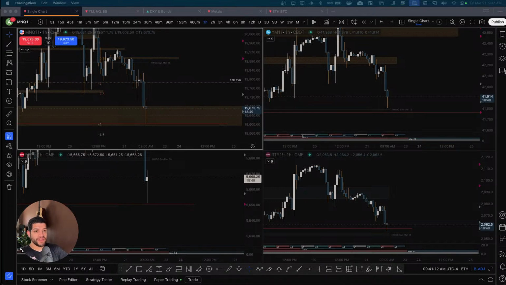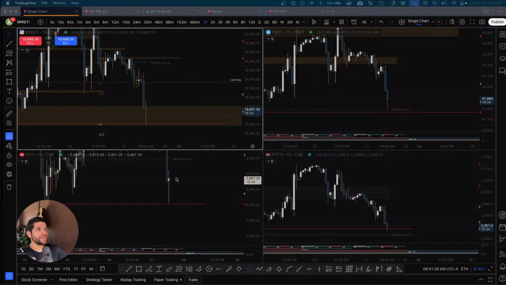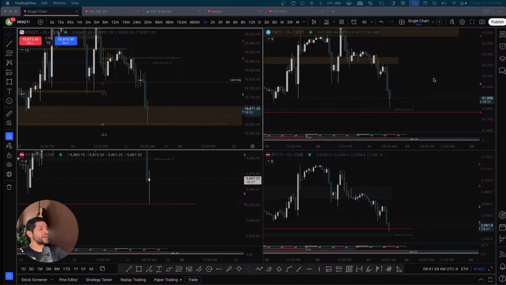I'm probably late for this just because we were doing a top down. But I'd be looking for this to create a second SMT. If it didn't already create SMT inside of this, I'd be looking for an SMT here, unless we get that break on YM.